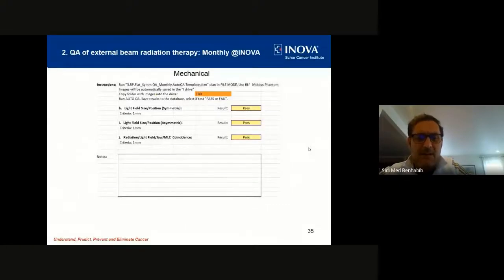This is also part of the mechanical. So as I mentioned, we use Mobius. We do have phantoms to check light field size versus positioning of the jaws. So we have tests for the jaws, for the MLCs as well. And then our criteria are 1 millimeter, and they are actually tighter than the recommendations provided by AAPM Task Group 142. We also check the light field size versus positioning for symmetric and asymmetric jaws and also for MLCs and jaws as well. Why MLCs? Because as I mentioned, most of our treatment is VMAT. So we treat more with MLCs than jaws. So that's why we need QA for this. Next slide, please.